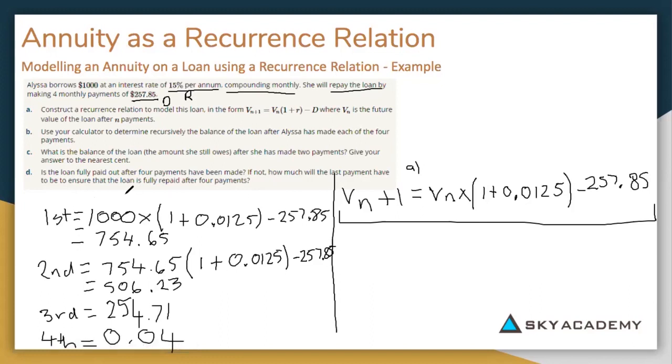For question C, we have been asked what is the balance of the loan after she has made 2 payments. Give your answer to the correct nearest cent. So after 2 months, the value of the loan is 506.23.